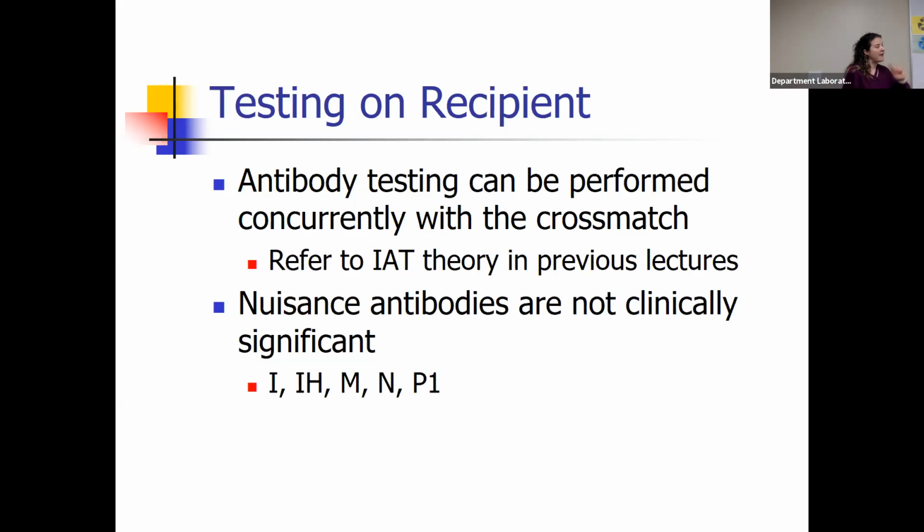But the caveat to that is you have to have that history, you have to know. A lot of times you're doing the IAT for the first time, and you're not going to know it's going to be positive, okay? And again, those nuisance antibodies that react at initial spin are considered not clinically significant. However, there are some disclaimers to that. Anti-M, remember, can be of IgG classification and can react at the AHG phase of testing. So you always want to pay attention to what phase of reactivity you have, okay?